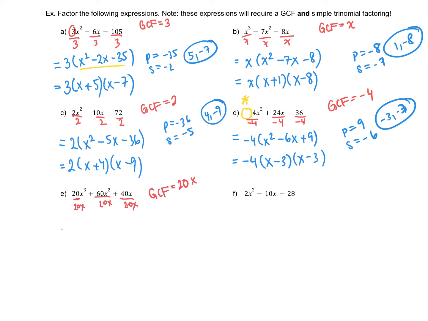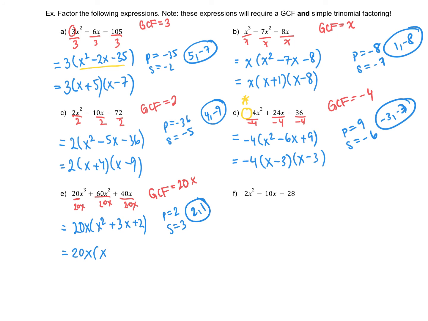All right, so when you try to divide out the 20x, you're going to be left with 20 divided by 20 is 1, x cubed divided by x is x squared, that was the goal. 60 divided by 20 is 3, x squared divided by x is x, 40 divided by 20 is 2, and the x's cancel out. So we need a product of the constant, which is 2, and the sum is 3. The only way to get 2 is 2 times 1, and 2 plus 1 is 3, so perfect.